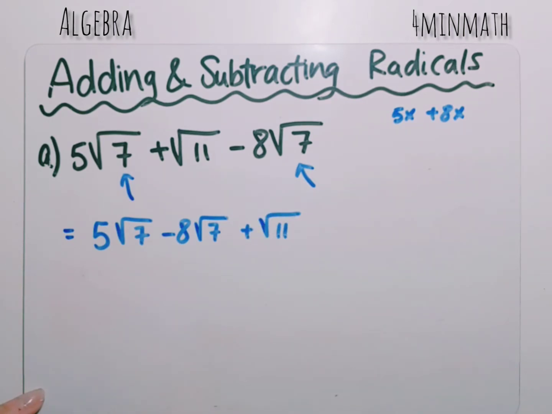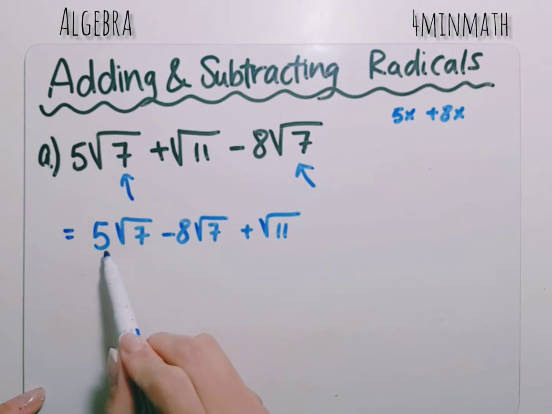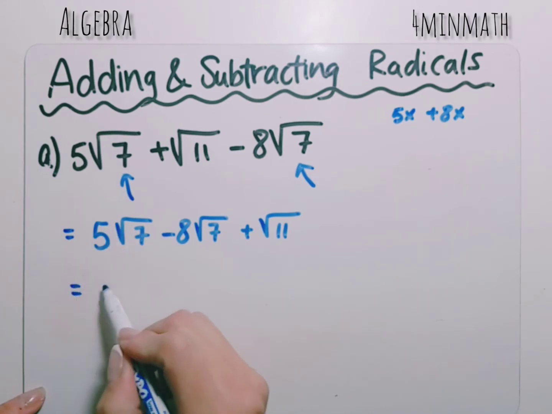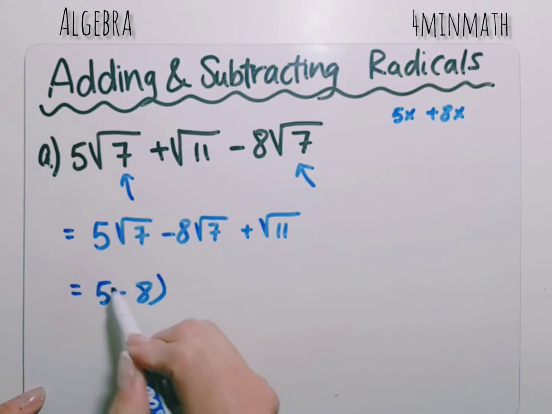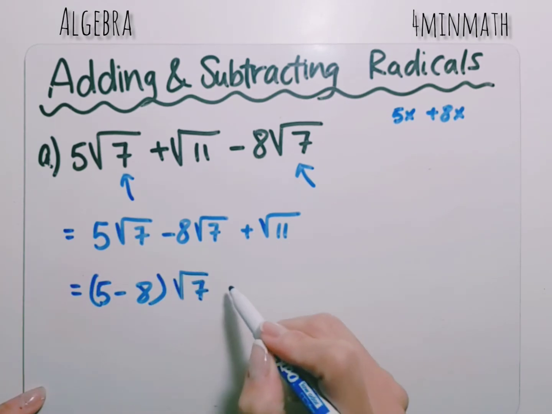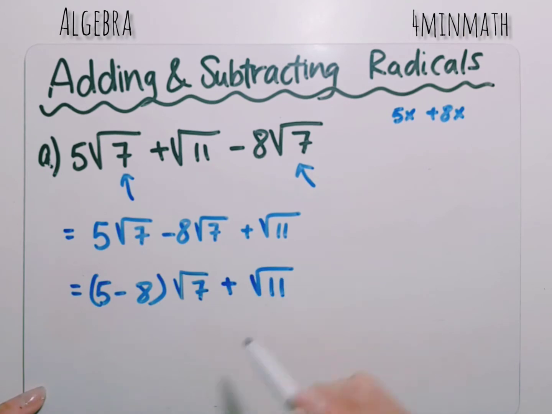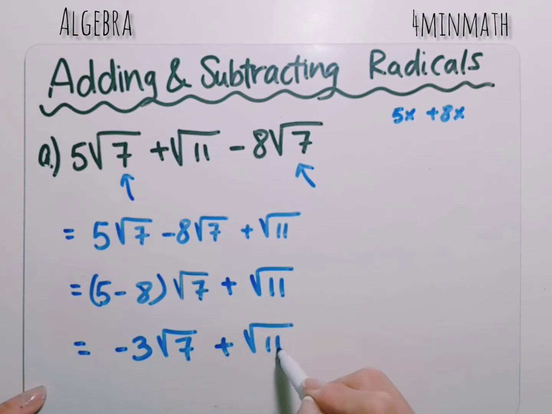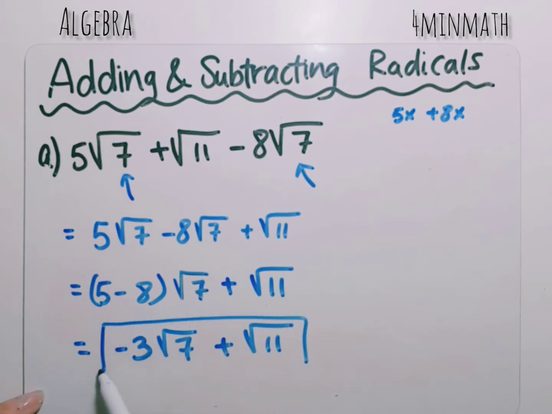Commutative property of addition. Then I'm going to subtract these two, 5 and 8, and leave square root of 7, and then bring down square root of 11. We get negative 3 square root of 7 plus square root of 11. And we can't go any further, so therefore this is my final answer.